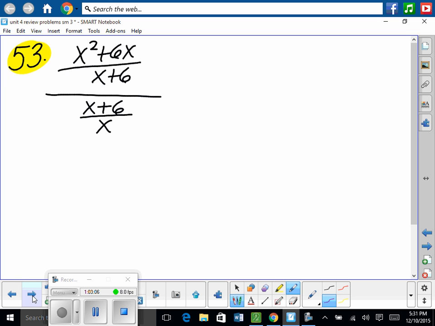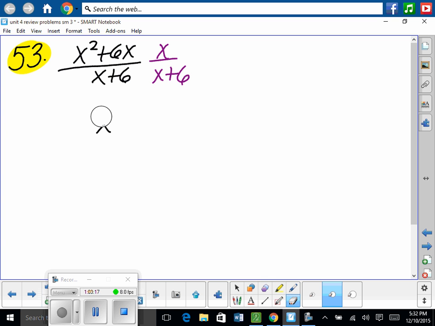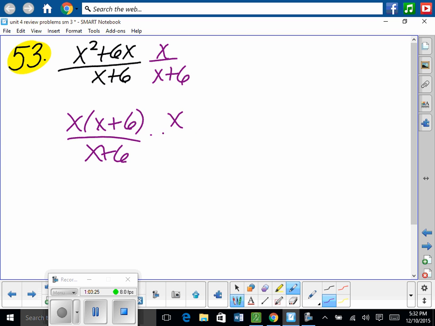We're almost done. Flip the second and multiply. So x plus 6 on top. Now I flipped the second and multiplied, right? And so we factor each piece. We have an x, left is x plus 6. We have an x plus 6 on bottom, times x over x plus 6. We have an x plus 6 on top, and on bottom it divides out, and that's it.